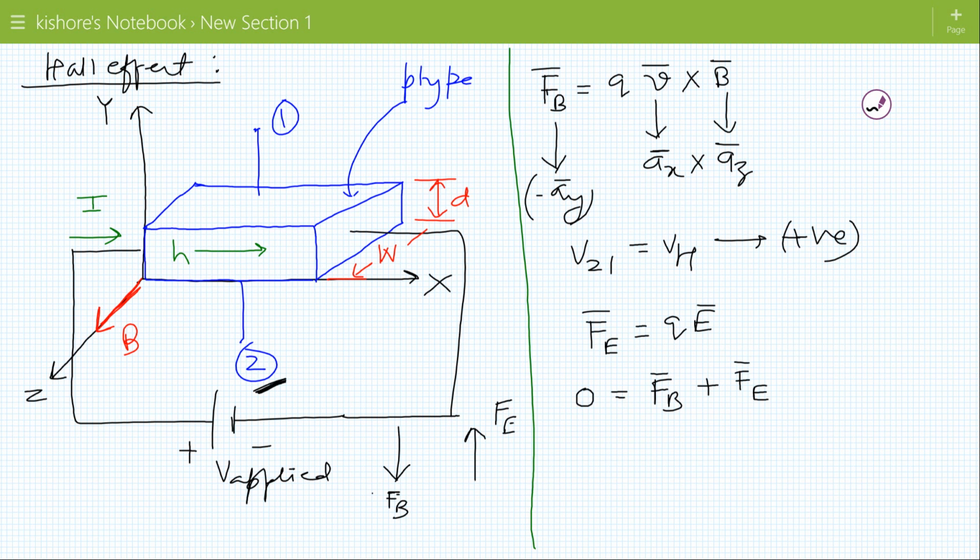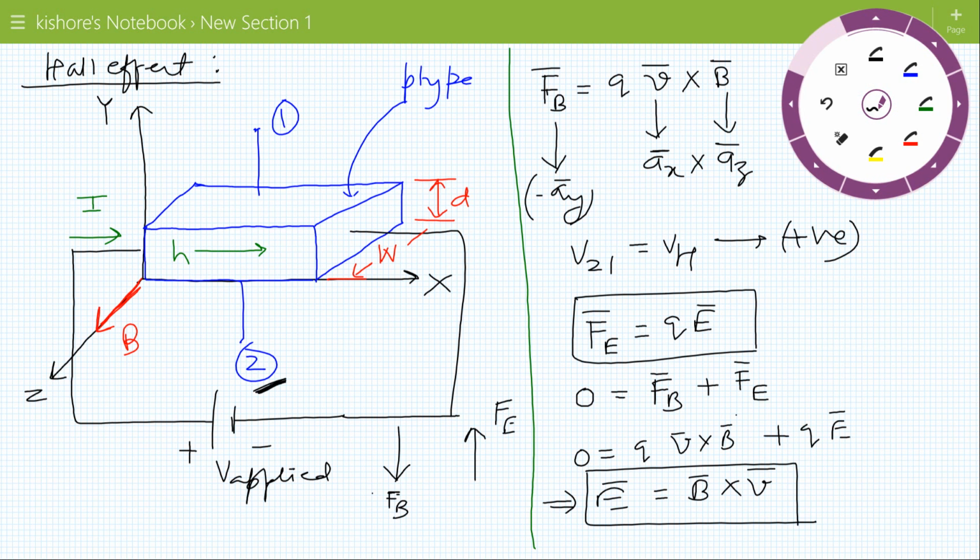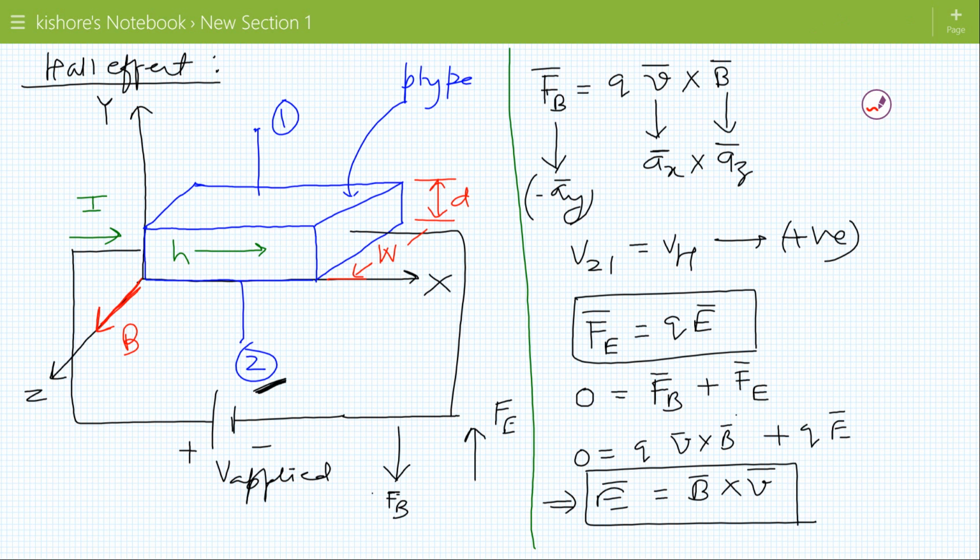So QV cross B plus QE is 0. So this will give E equals B cross V. Here we can see the force due to the electric field. The direction of force due to the electric field is the same as the direction of the electric field. So the direction of this induced electric field should be the same as the direction of FE.